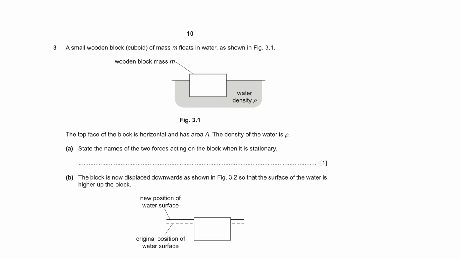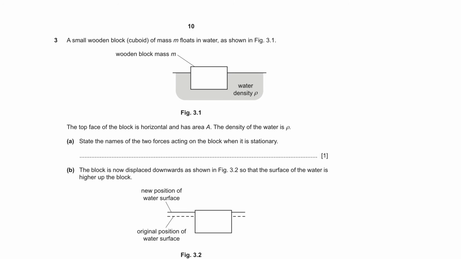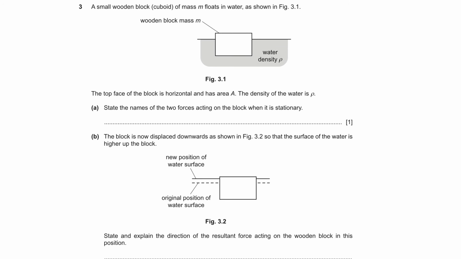Question number 3 says, a small wooden block cuboid of mass m floats in water as shown in figure 3.1. The top face of the block is horizontal and has area A. The density of water is rho. State the names of the two forces acting on the block when it is stationary. A classic AS question. There's a weight that acts in the downward direction, and upthrust is the upward force. So weight and upthrust are the two forces that act on this block when it's stationary.